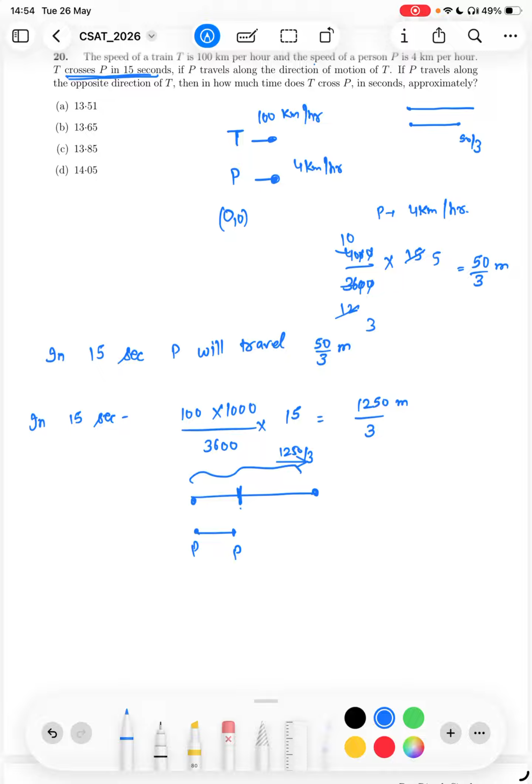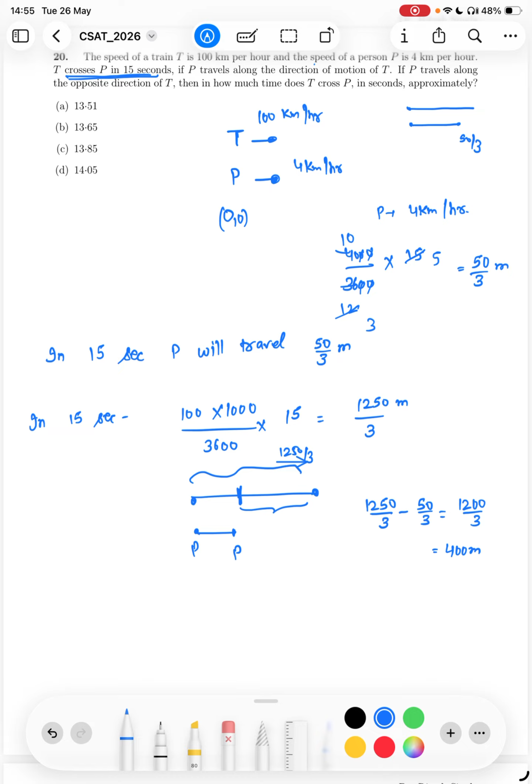So what is the length of the train? It will be 1250 upon 3 minus 50 upon 3, which is 1200 upon 3, which is equal to 400 meters. So basically the length of the train was 400 meters. First of all, why are we calculating this?